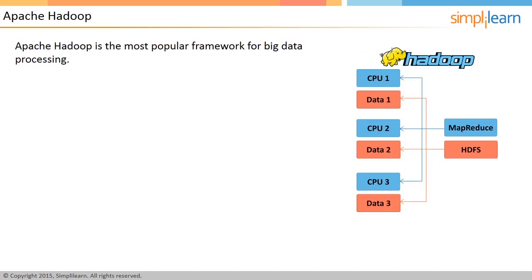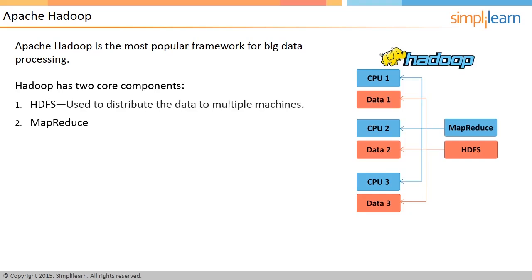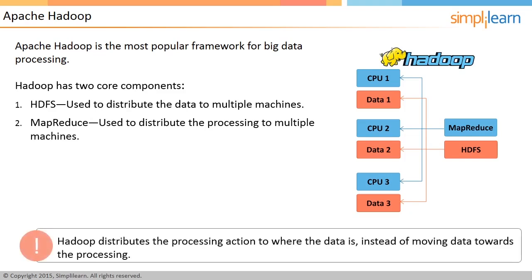Apache Hadoop is the most popular framework for big data processing. Hadoop has two core components: Hadoop Distributed File System, or HDFS, and MapReduce. Hadoop uses HDFS to distribute the data into multiple machines. It uses MapReduce to distribute the process to multiple machines. Further, Hadoop distributes the processing action to where the data is, instead of moving data towards the processing.